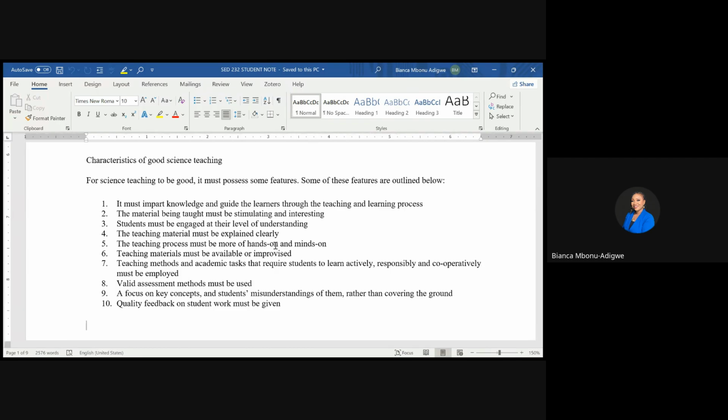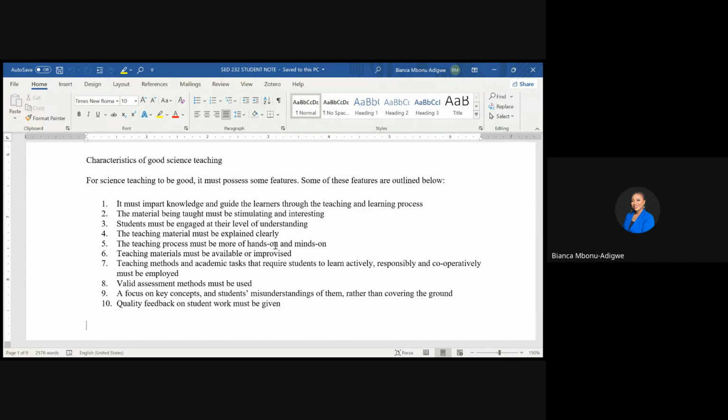I also went further to break them down and to tell you that for science teaching to be good, I listed 10 features. All these features are actually coming from those first acronyms that I gave you, the TEACH. For good teaching to happen, it must impart knowledge. The material that you are teaching must be interesting. Students must be engaged at their level of understanding.